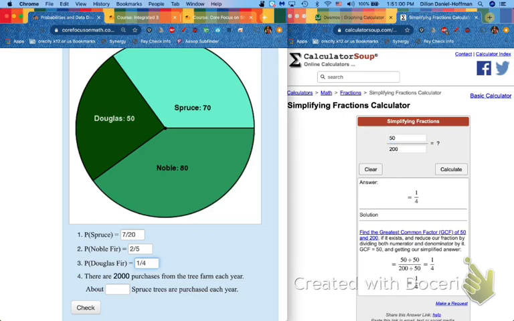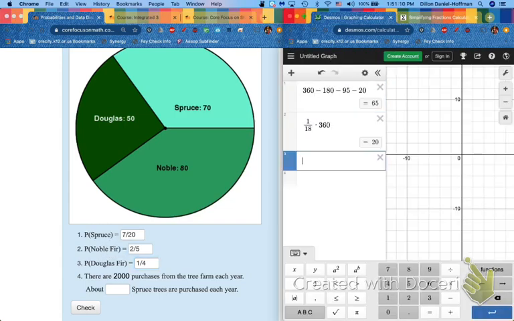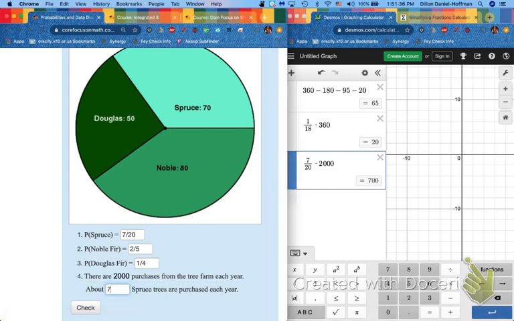So finally it says there are 2,000 purchases from the tree farm each year. About blank spruce trees are purchased each year. So look at your spruce fraction. To me that's 7/20. Go back to Desmos and type that in. I type in 7/20. Whichever fraction matches my spruce fraction, because we care about spruce trees. And then I'm going to multiply that, just like I did before when I had my last assignment for waves or baskets or seals that I tagged. Figure out how many on average, theoretically, should I have in the future from spruce trees. 700. So I type 700.